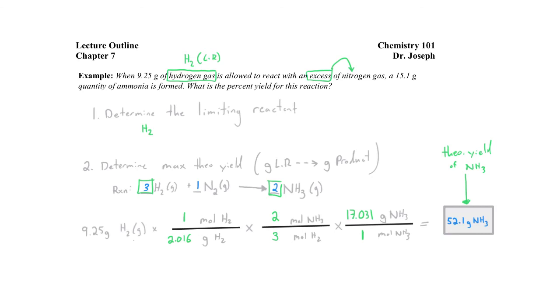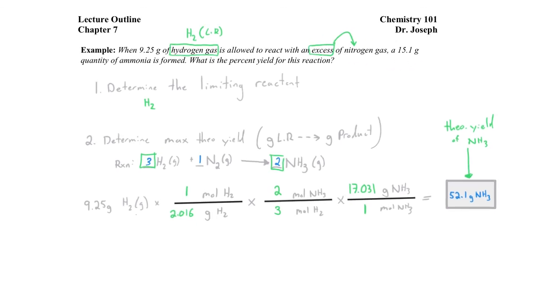Now, let me bring something up real quick. Why is that such a large number? It's 52 grams of ammonia, but we're only using 9.25 grams of hydrogen. Well, that's because most of the mass of ammonia is not actually from hydrogen gas. It's actually because of the nitrogen. Now, notice that we have nitrogen in excess here. We're not limited by the amount of nitrogen gas we have. So therefore, most of the mass is being introduced by the non-limiting reactant.